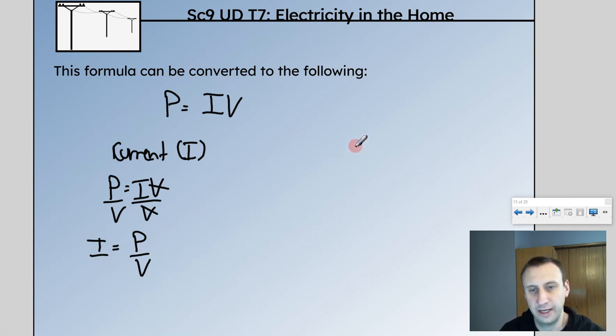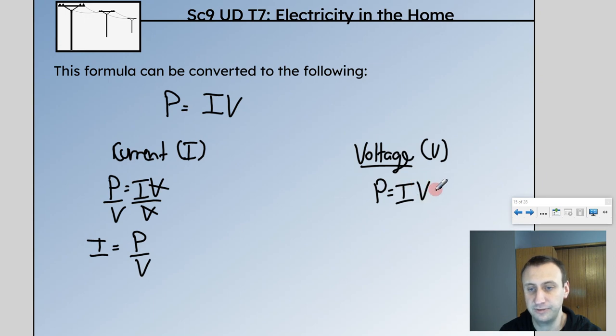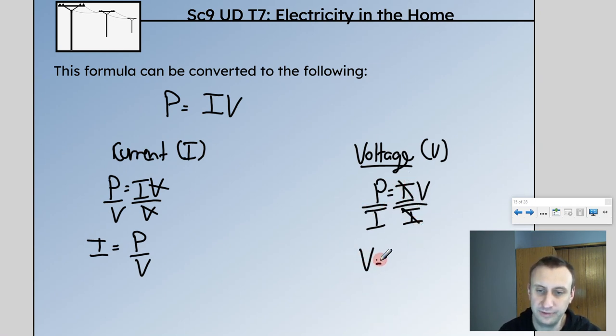If I want to find voltage, which is V, then it's going to be a very similar process, but instead I'm doing it to I. I divide both sides by I. I cancels out, and I end up with voltage is equal to power divided by current.